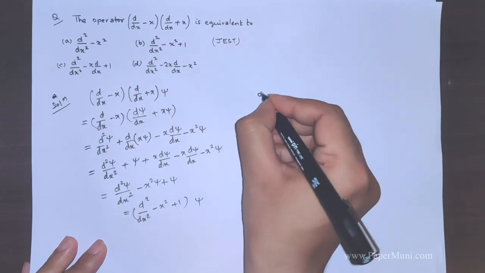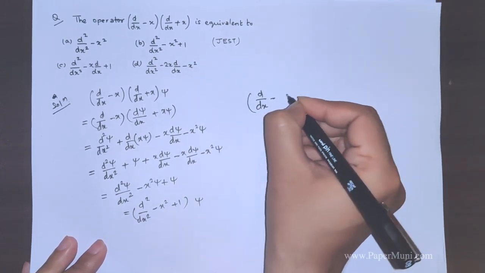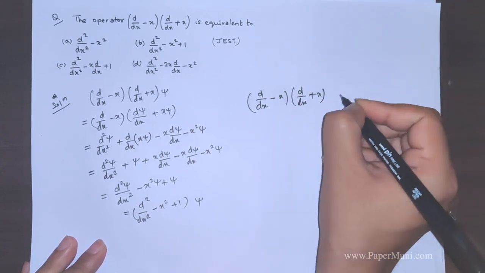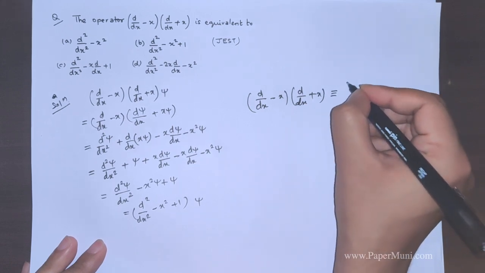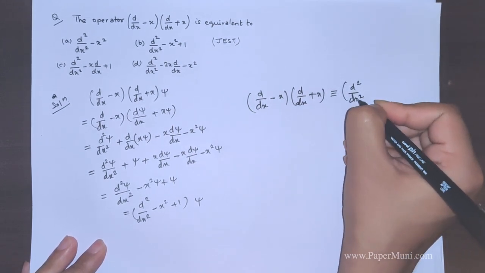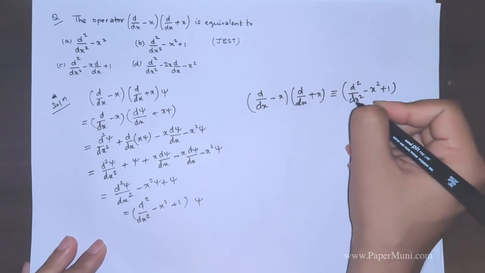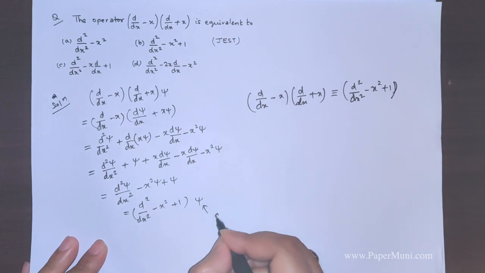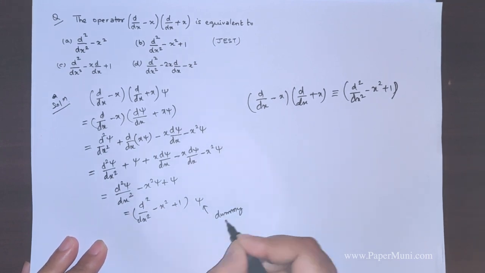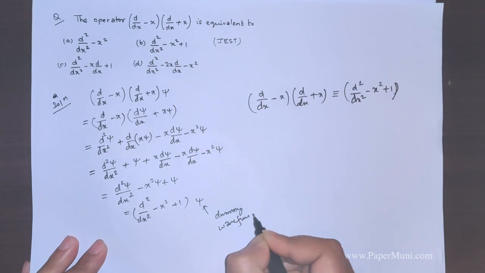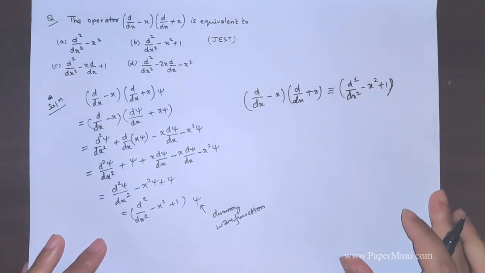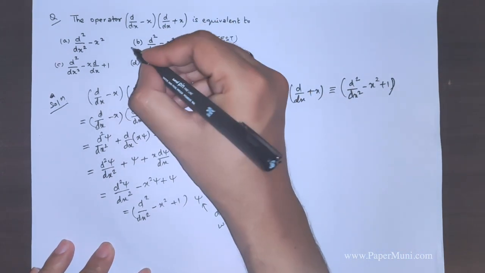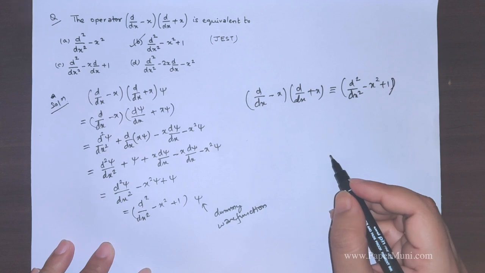So basically, to summarize, this operator is equivalent to d square by dx square minus x square plus 1. So it's always better to use a dummy wave function, operate the operator accordingly, and we'll get to the result. So this matches with option B. So option B is correct.